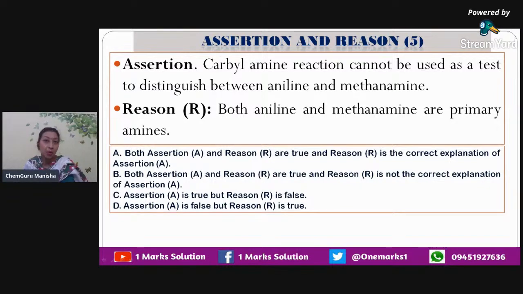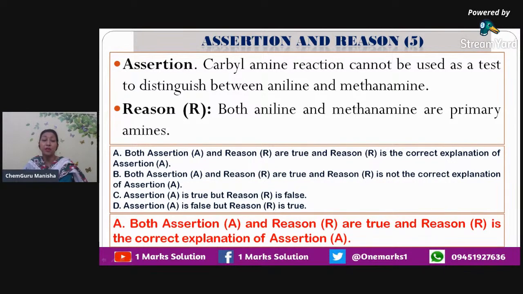Carbylamine reaction undergoes the formation of isocyanides. That is why this is also known as isocyanide reaction. So in aniline and methenamine, formation of isocyanide is not that feasible, and because of it, the carbylamine reaction cannot be used. Now, reason, it says that both aniline and methenamine are primary amines, which is absolutely true.